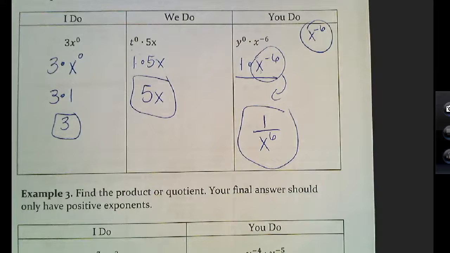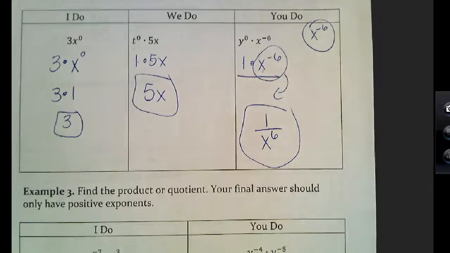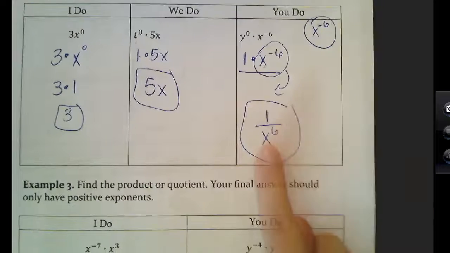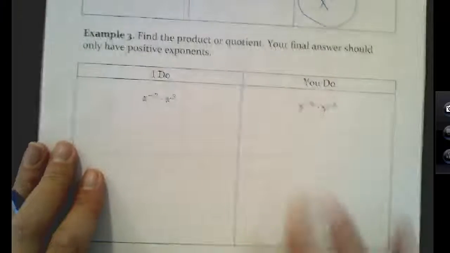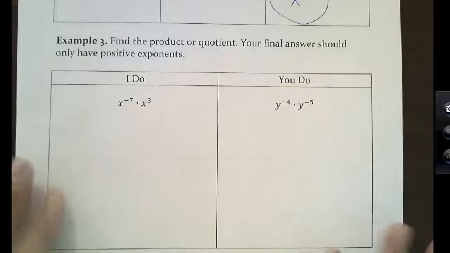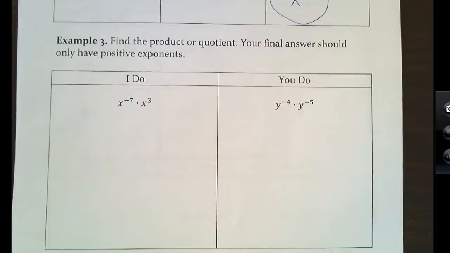Yep, the negative in the numerator goes to the bottom. Okay, well, I want you to write this one too. So write this one down. All right, we're going to do example 3, and then we'll be done with notes for today. Example 3 tells us to find the product or quotient. Your final answer should only have positive exponents. So the directions literally tell us we can only have positive exponents.